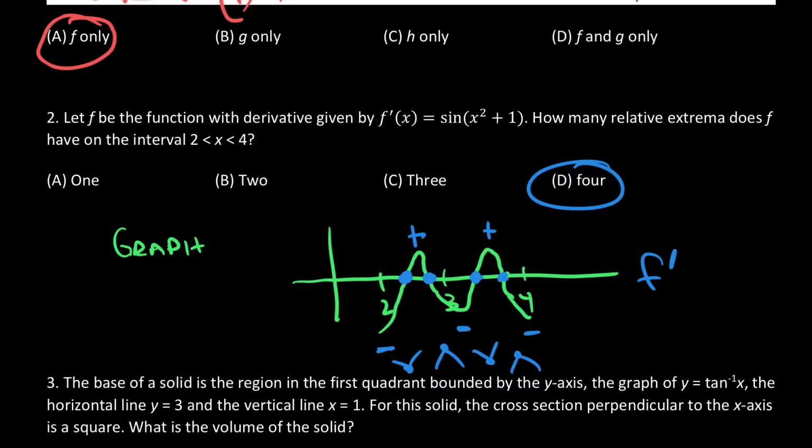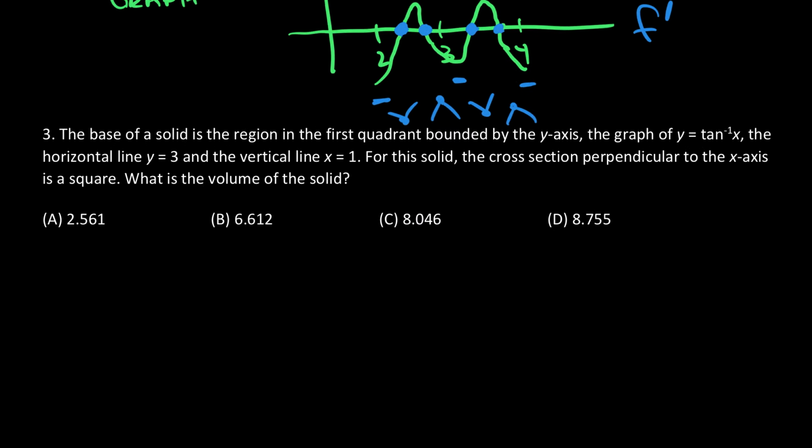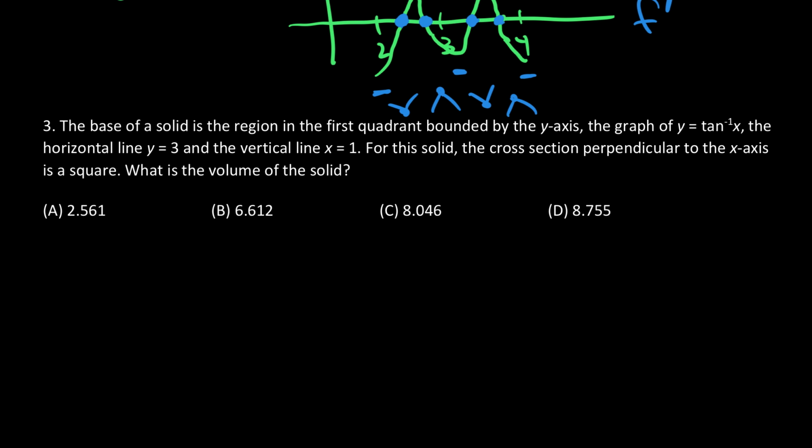All right, moving on to the next one. Let's slide this up, and it says the base of a solid is a region in the first quadrant bounded by the y-axis, the graph of y equals the inverse tangent of x, the horizontal line y equals 3, and the vertical line x equals 1 as well. For this solid, we're looking at cross sections. The cross sections are perpendicular to the x-axis, and they are squares. What is the volume of the solid?